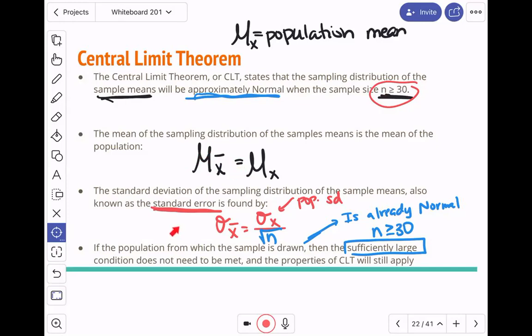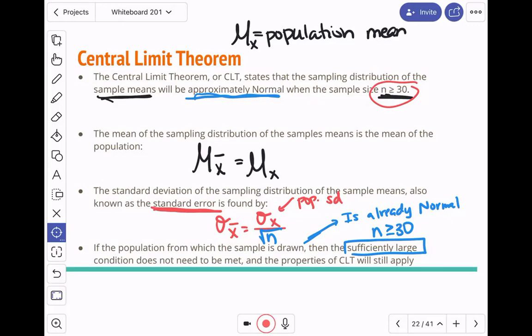And the standard deviation of the sample means is the population standard deviation, sigma x, divided by the square root of our sample size. Divided by the square root of our sample size.